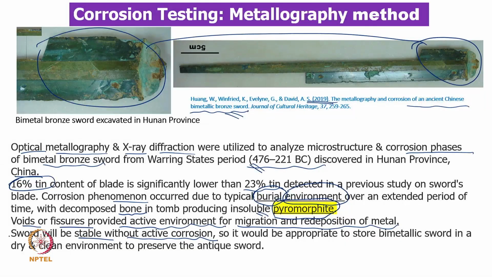So, in this case, the sword will be stable if we remove the active corrosion, and it will be appropriate to store a bimetallic sword, or a similar kind of artifact, in a dry and clean environment to preserve any antique artifact, or sword in this case. So, this is a case study.